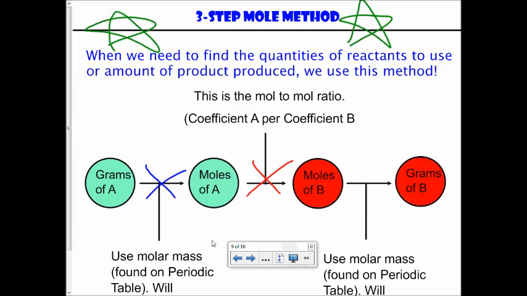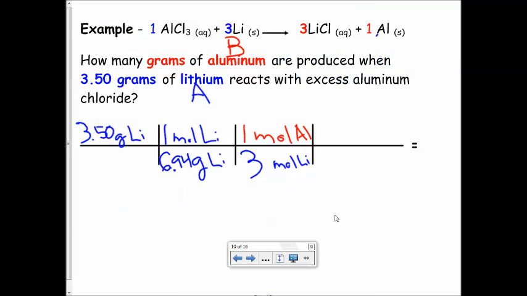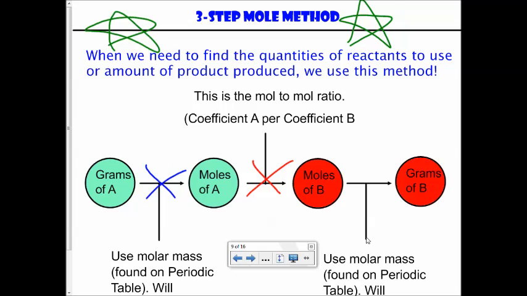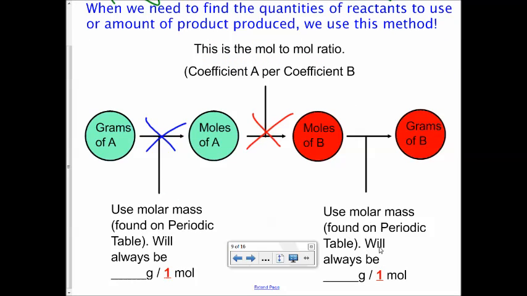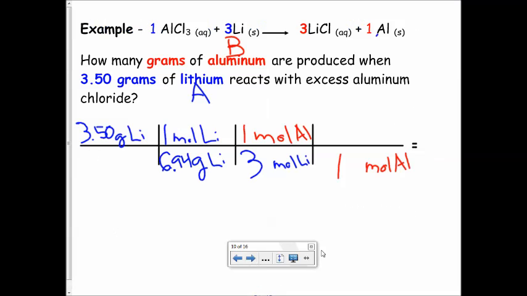We need to go from moles of B to grams of B. So how are we going to do that? Well, if I have moles of A on top, what do I need on bottom? Moles of Al. And that will always be 1 mole there. And again, this page is telling us use molar mass found on the periodic table, which will always be some sort of grams per 1 mole. Well, what's our molar mass of aluminum found on the periodic table? 26.98 grams.